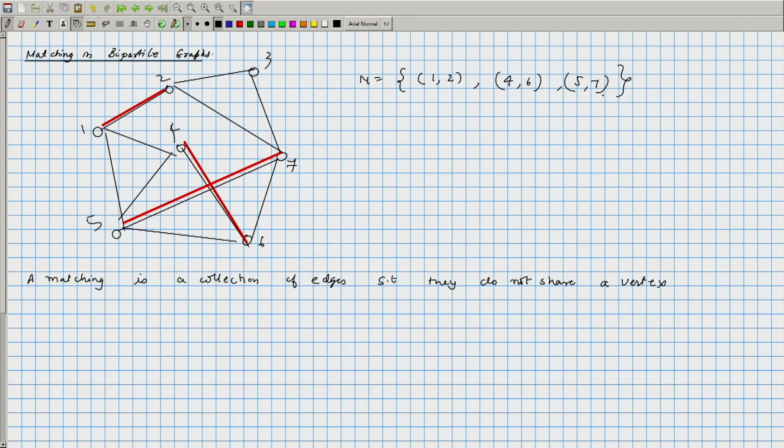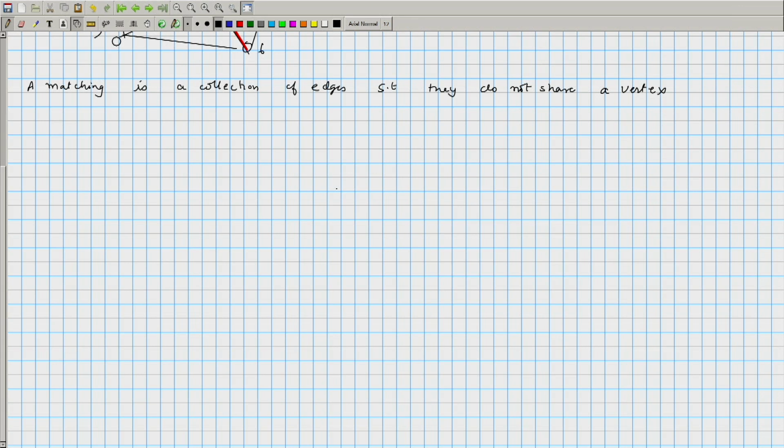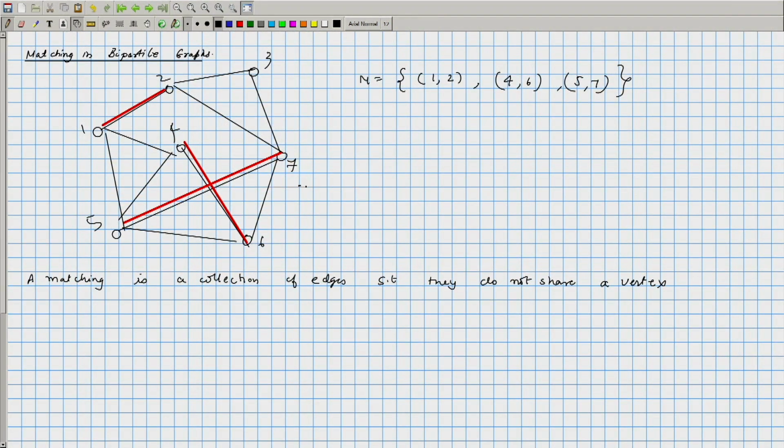This is also a maximal matching, in the sense that this particular graph G cannot have a matching of size greater than 3. It has only 7 vertices and each matching edge will take 2 vertices with it. So, the maximum number of such pairs that you can obtain is certainly less than or equal to 7 by 2, and 3.5 being a non-integer, the maximum possible is only 3. So, 3 is the maximal matching as well as the maximum matching.